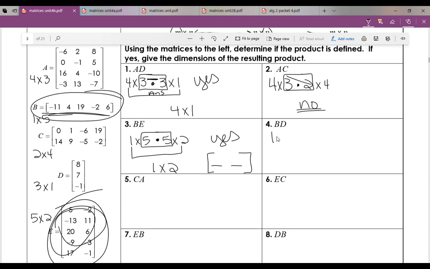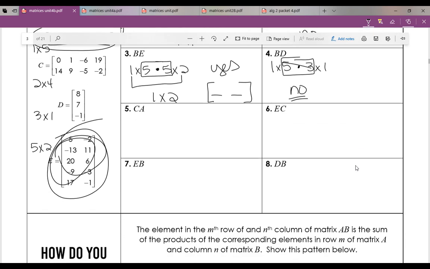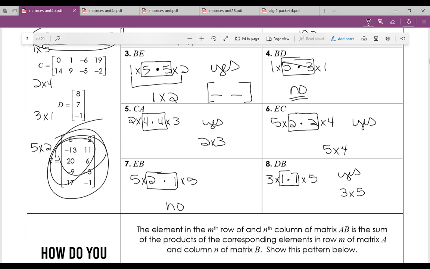Okay, so number 4. We said that B was a 1 by 5 and D was a 3 by 1. We cannot do that one because those two middle numbers are not the same, so we cannot multiply B and D together. All right, I'm going to pause for just a minute and give you a moment to answer 5 through 8. Any questions?